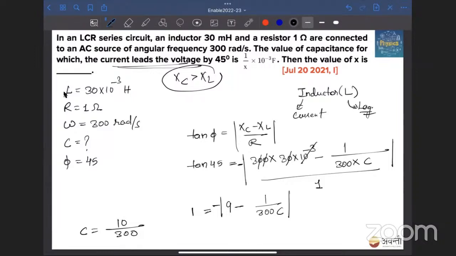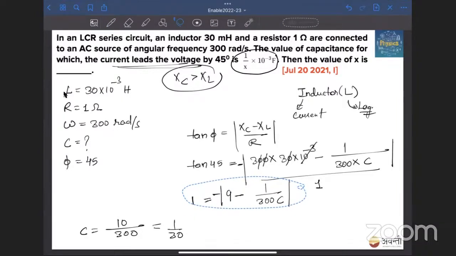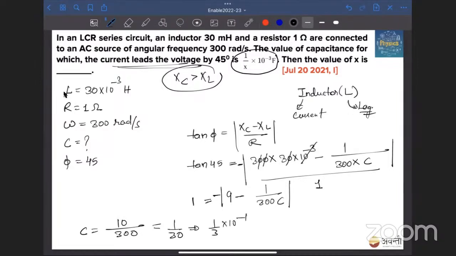Okay. So from here, if I solve it, I'll get 1 by 30. But the answer is in this form, 1 by x into 10 to the power minus 3. So I have to extract 10 to the power minus 3 from here. If I extract 10 to the power minus 3, I can write 1 by 3 into 10 to the power minus 1.